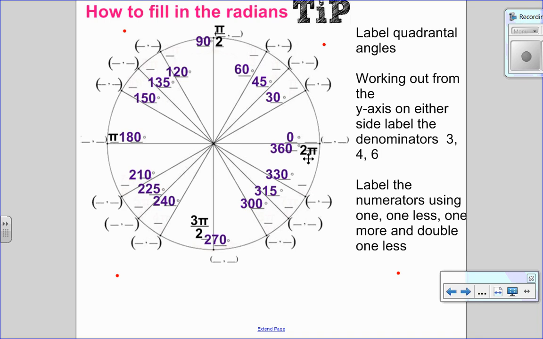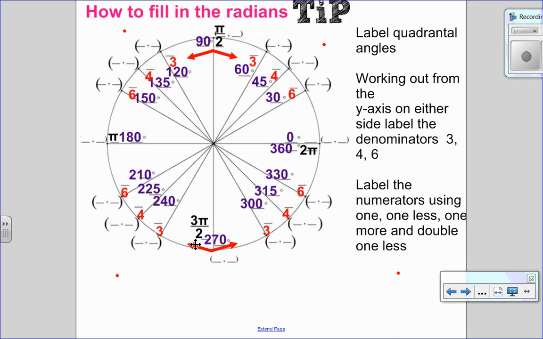And then if I take 0 and 2 pi, halfway in between there is 1.5, or 3 halves of pi. Now that I have my quadrantal angles labeled, I want to work from the y-axis and label the denominators as 3, 4, 6. See here how the degrees go 3, 4, 6 from the x-axis? We're going to go 3, 4, 6 this time from the y-axis, and this will be the denominators of my radian angles. So 3, 4, 6, again from the y-axis, 3, 4, 6, and 3, 4, 6.